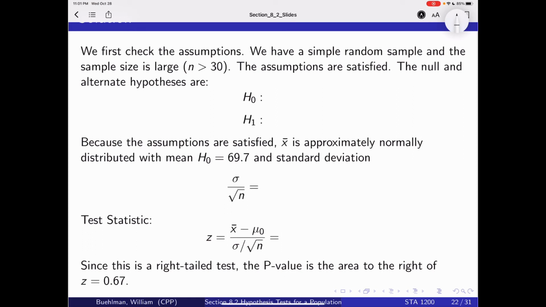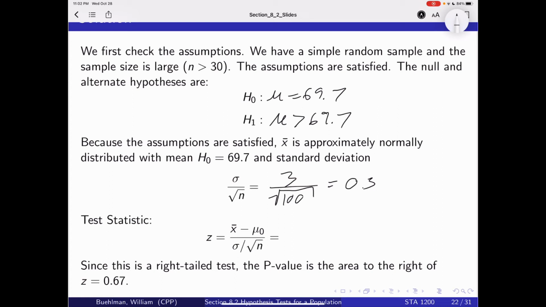We have a simple random sample, check, and the sample size is larger than 30, check. The assumptions are satisfied. The null and alternative hypotheses are: the null is that mu is equal to 69.7, and the alternative is mu is greater than 69.7. Because the assumptions are satisfied, the sample mean is approximately normally distributed with mean 69.7 under the null hypothesis, and the standard deviation is 3 over the square root of 100, which is equal to 0.3.